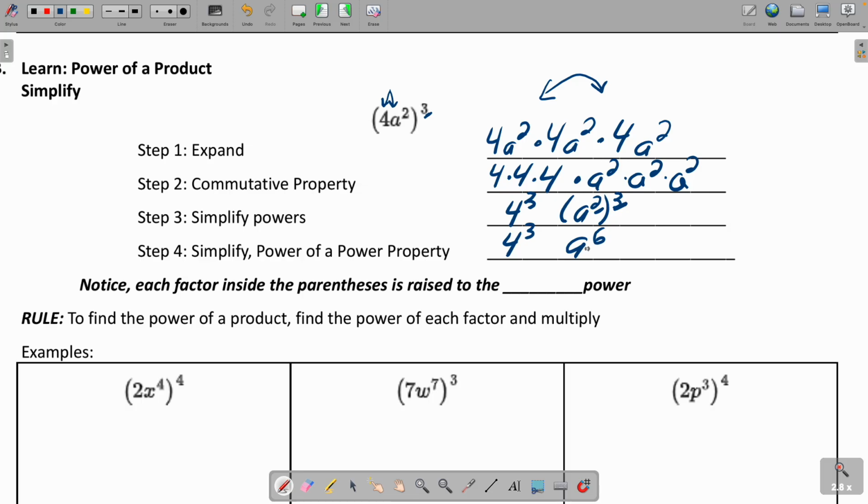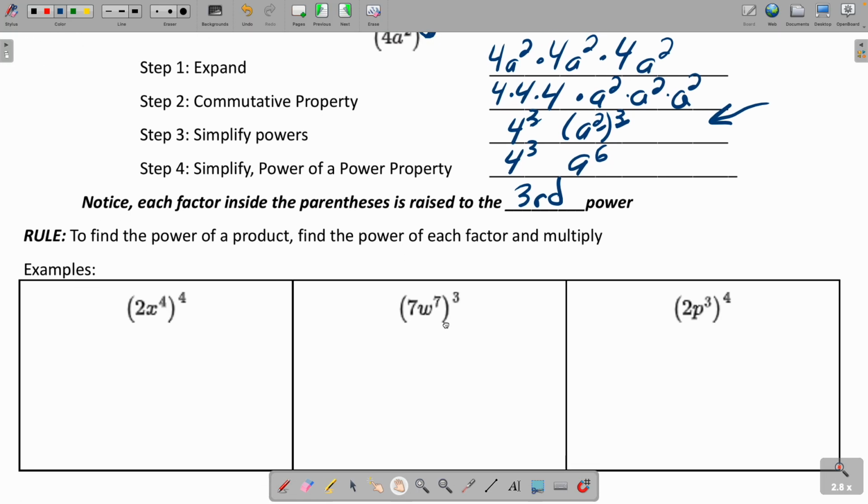It says, notice each factor inside the parentheses is raised to the blank power. If we look here, 4 and a squared were both raised to the power of 3. So they're both raised to the third power. What that's trying to get you to realize is when you have these exponents on the outside like 3, you're going to apply it to everything that is on the inside. So we applied it to the 4, then we applied it to the a squared. That's what we're going to be practicing in those next few examples.